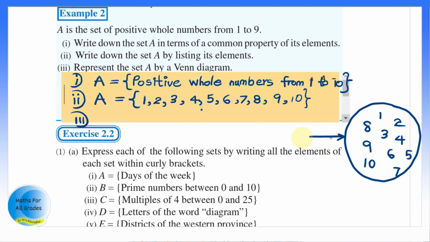And then name it using the same capital letter. Now let's do exercise 2.2. Express each of the following sets by writing all the elements of each set within curly brackets. So you have to write these sets by writing all the elements. That means you have to write all these sets using the listing method.